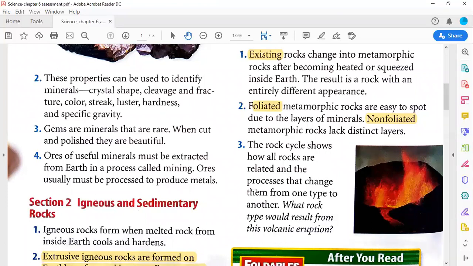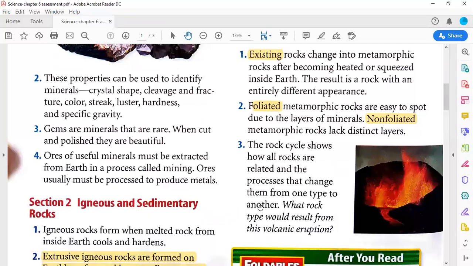An igneous rock can also become a metamorphic rock because of melting or because of heat and pressure, and so on, right? So each type of rock can become another type of rock, depending on different factors, right? Depending on the environment, depending on the weathering and erosion, or heat and pressure, and also melting.